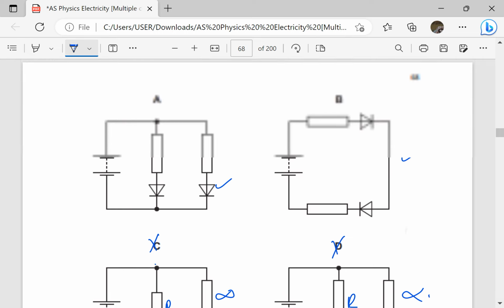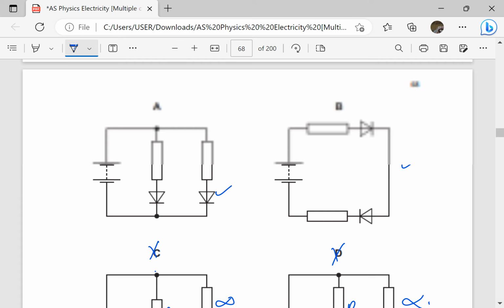So let's come back here. In both cases here, the diodes are conducting, so the resistance is not infinity. In this case, the total resistance is going to be R divided by 2 because they're in parallel. Yet in this case, total resistance is going to be twice R because they're in series. Remember, current is equal to e.m.f over total resistance.